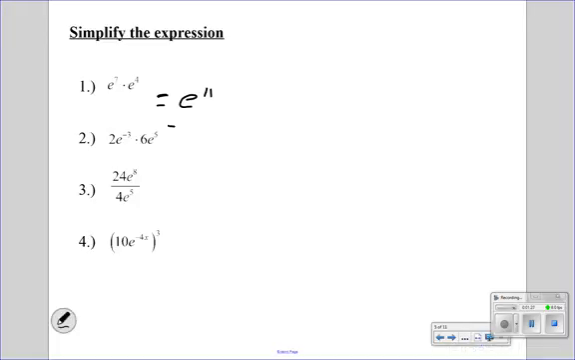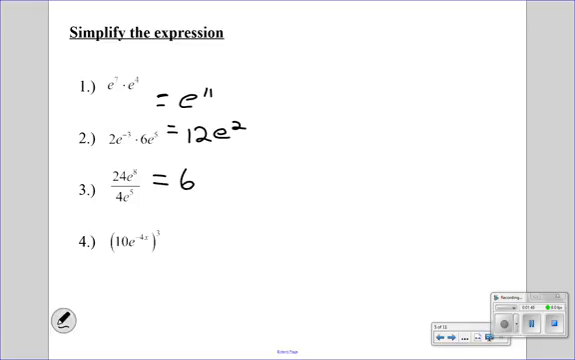So in our second problem, we would do 2 times 6 is 12. And then we have e to the negative 3rd times e to the 5th. Once again, we can just add our exponents. And so we get e squared. So the answer simplifies to 12e squared. Same rules apply. So 24 divided by 4 is 6.